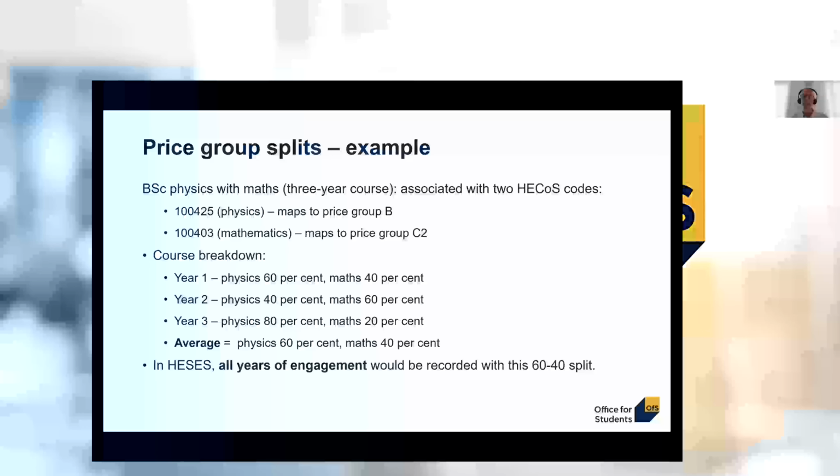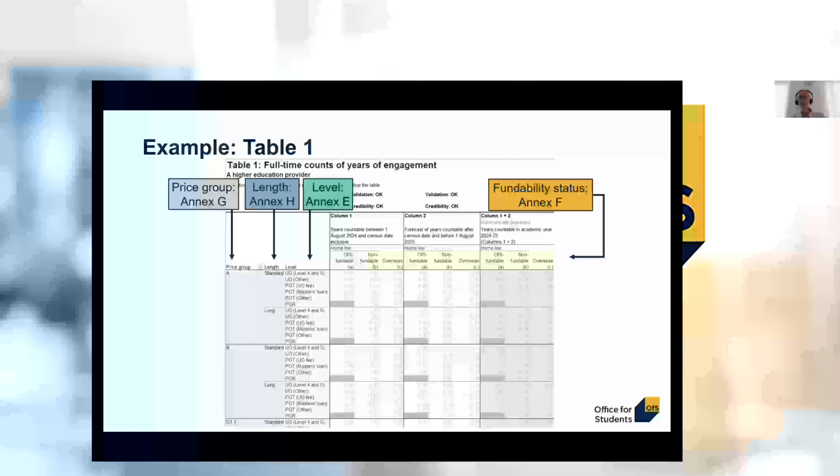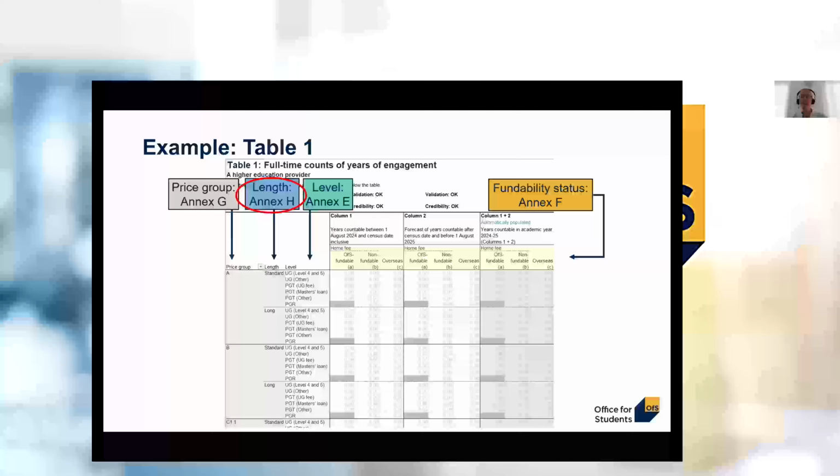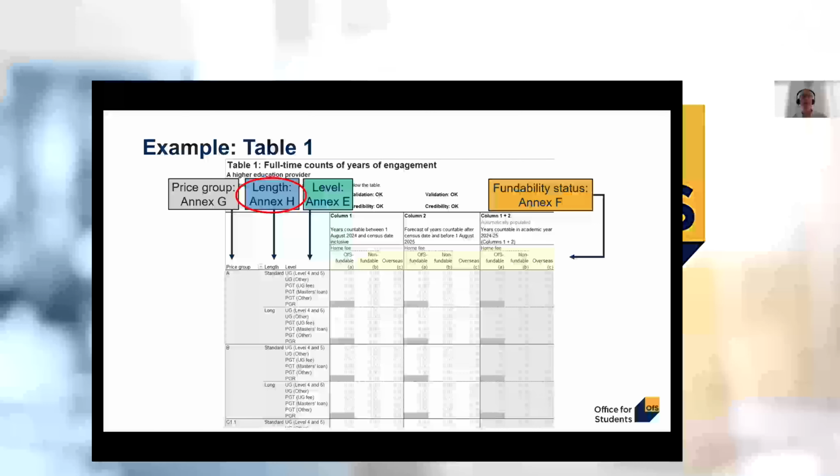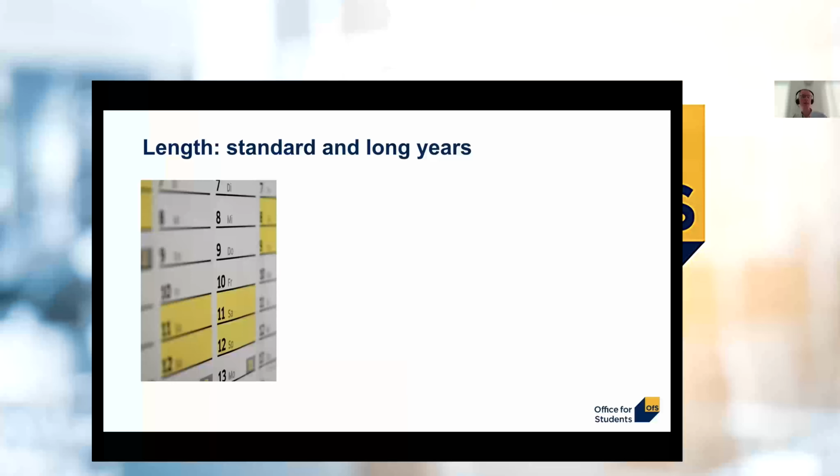Okay, moving on. And referencing our workbook again, now we can look at length of course. Here, as you may see from the mauve shaded area, we're looking at long and standard years of engagement, and these are dealt with in Annex H. Now, I know this was a pre-submitted question, so I hope this answers that question.